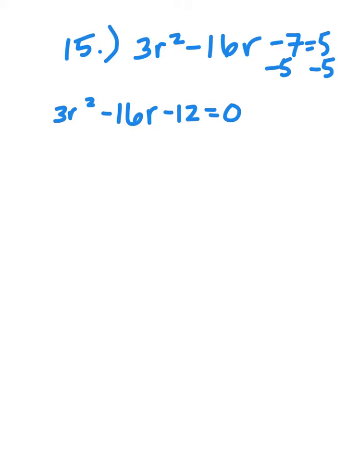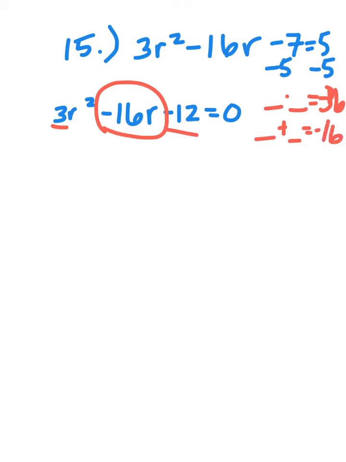So since it's called AC method, I'm going to start off by multiplying a times c. So a times c is negative 36. So I'm looking for what multiplies to give me negative 36 and adds to give me my b term, negative 16. So the two numbers that work for that are negative 18 times 2 is negative 36, and negative 18 plus 2 is negative 16. So I'm going to take my quadratic, and I'm going to rewrite negative 16r as negative 18r plus 2r.